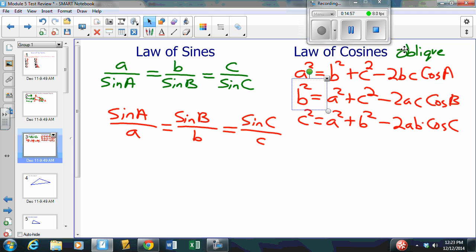But really it comes down to, let's talk about this, and then I'll show you an example, and we'll make more sense. Okay. So, when is it that we use the law of sines and cosines?